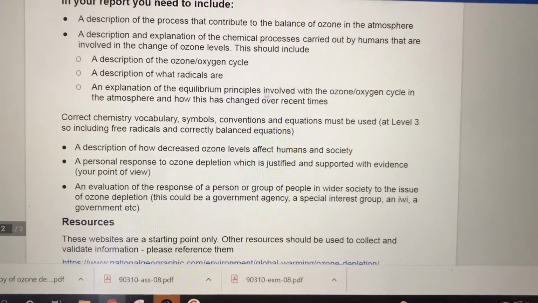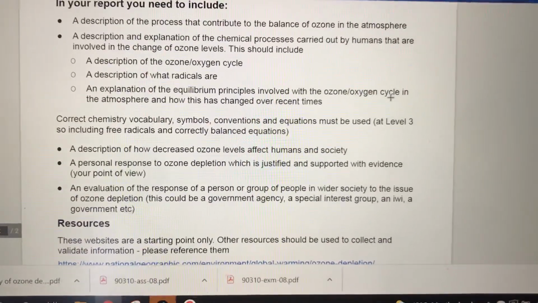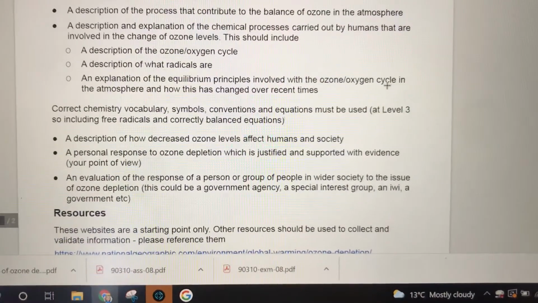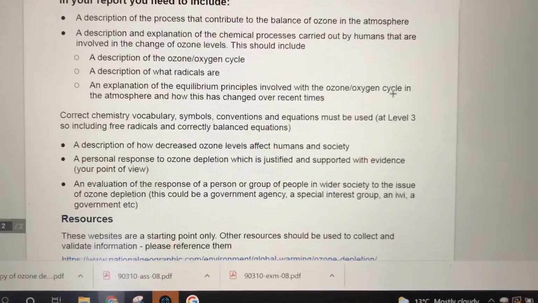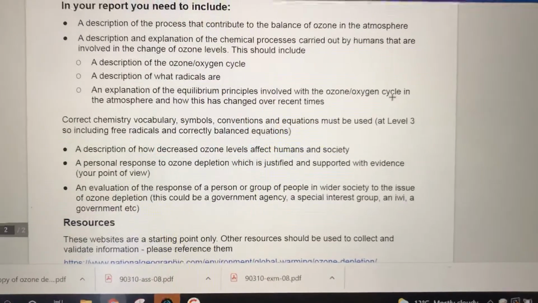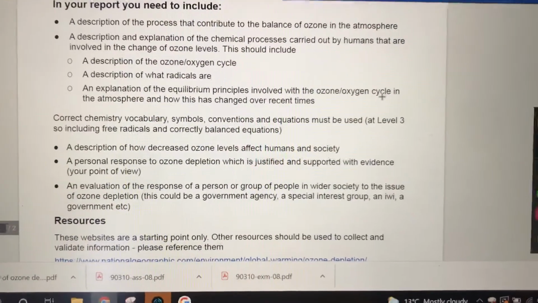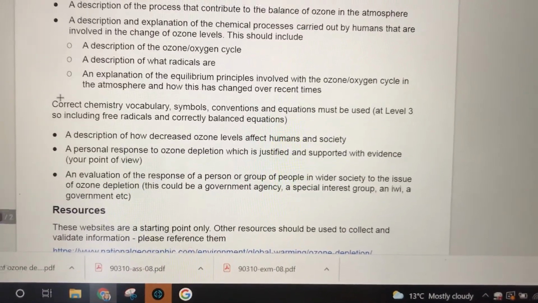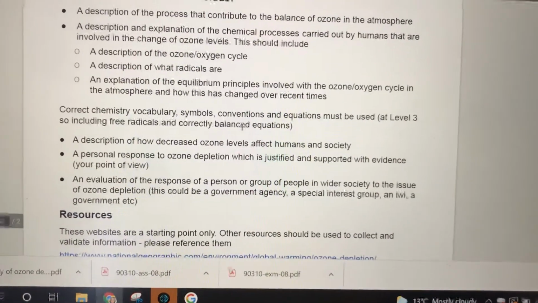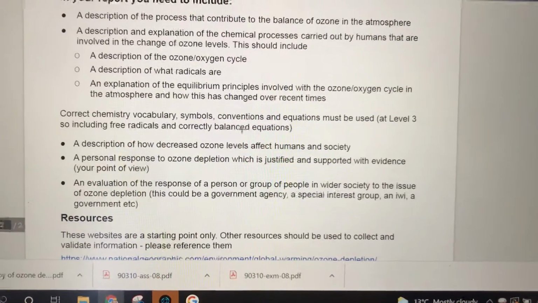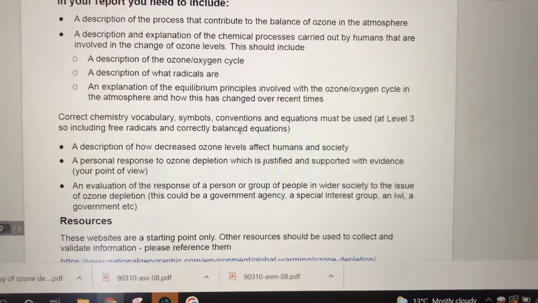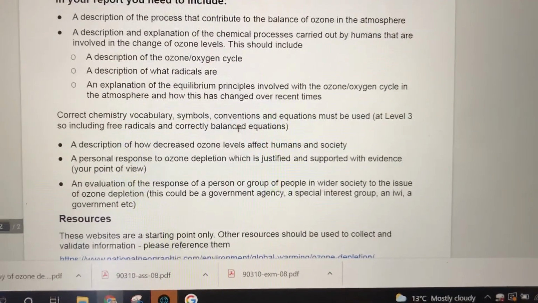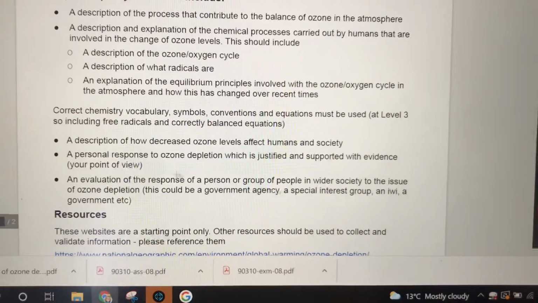It says equilibrium principles involved with the ozone-oxygen cycle. This won't look like your traditional equilibrium processes. So just look at the Chapman cycle and that is equilibrium principles. Please ensure that you use correct chemistry. So use your equilibrium arrows when needed, use hydronium, not hydrogen, just everything needs to be done properly.